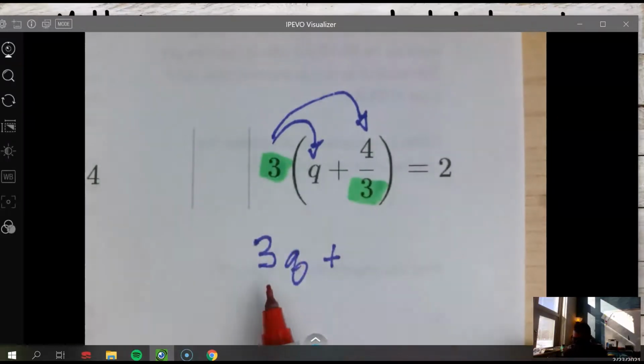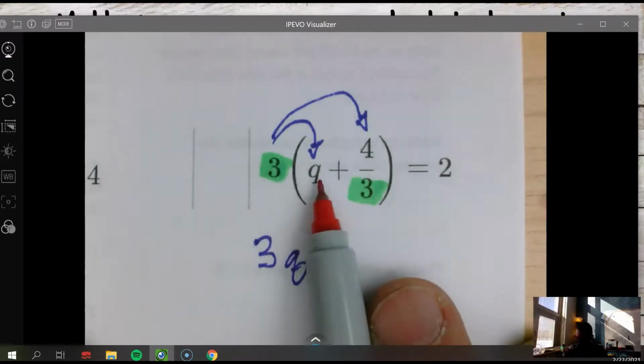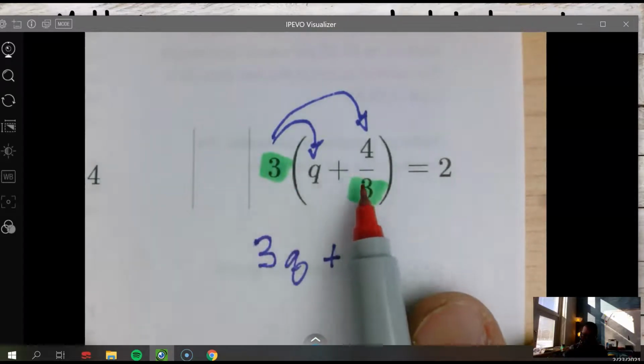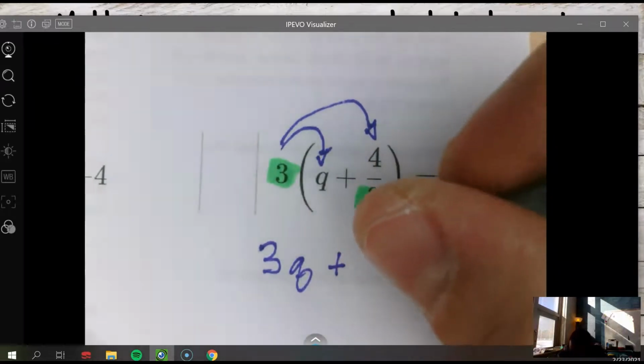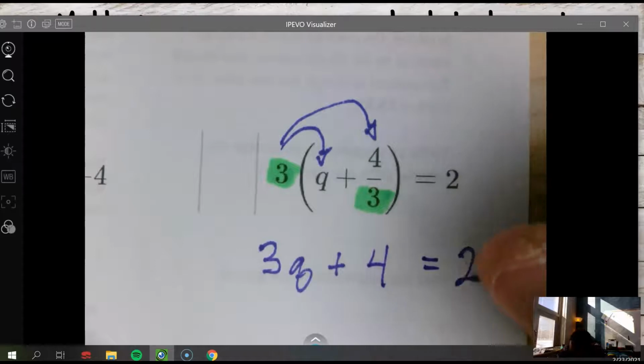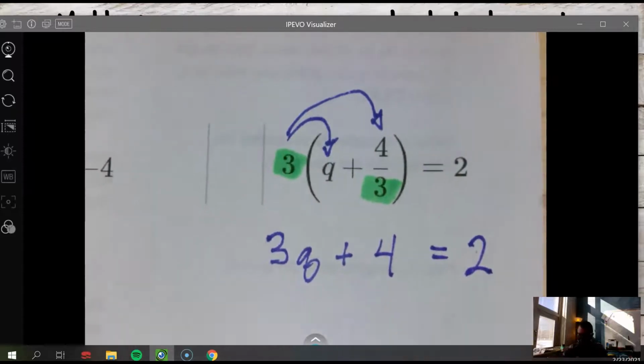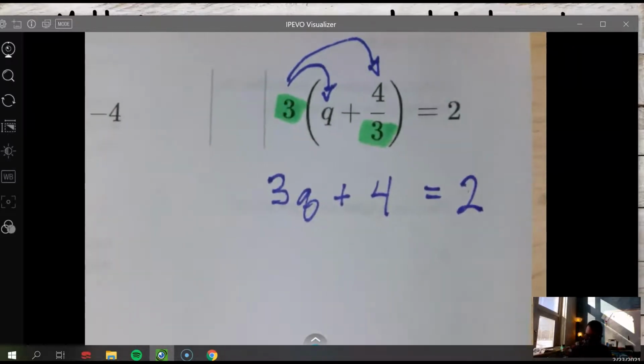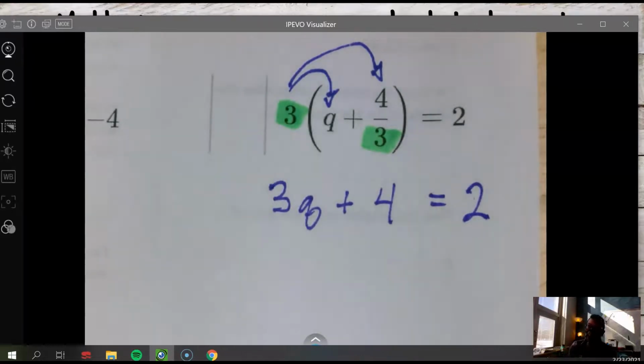Victor, what am I going to get with my 3Q? I end up with 3Q and 4 equal to my 2. What do we do now on both sides, dude? Sorry, can you speak up a tiny bit? It's not 2 that we subtract. You want to give that another shot?